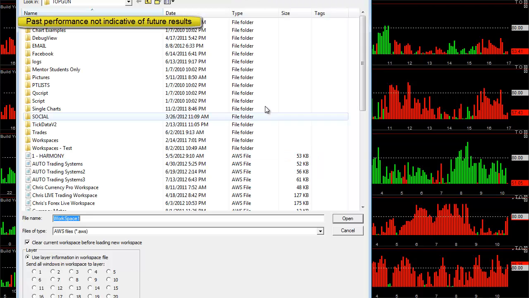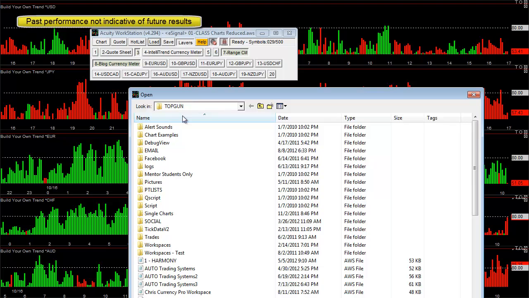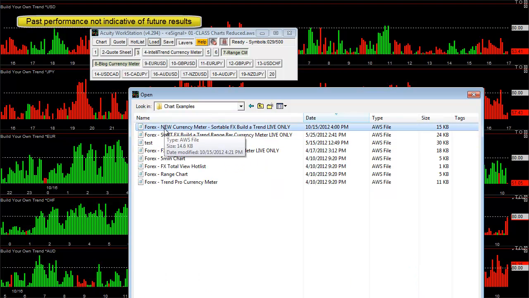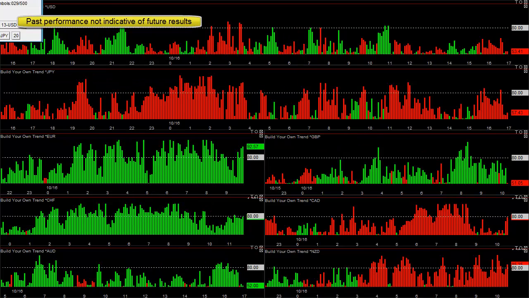Click Load. Go to Chart Examples, and you're going to see this new currency meter, sortable FX build a trend live only. And so I put a new in front of it so you know how to do that. And it's already set up for you, and you can put it wherever you want on your workspace.